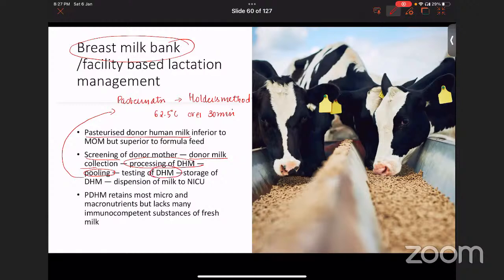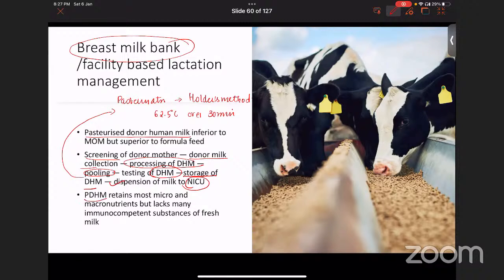Then we do testing of the donor's milk, any serological testing, and check for any bacterial contamination. If everything is okay, then we store the milk and then we dispense the milk to the NICU, to the needed babies.